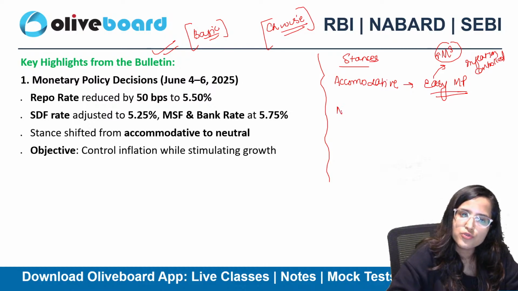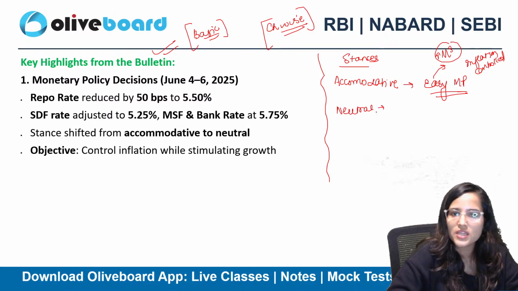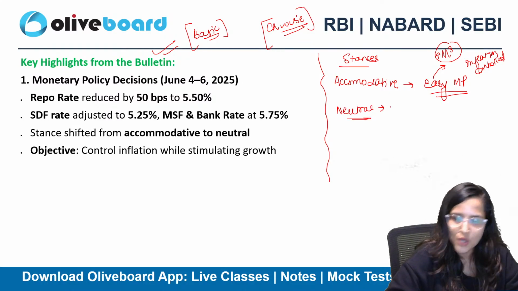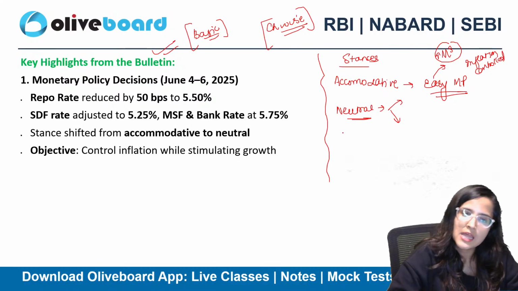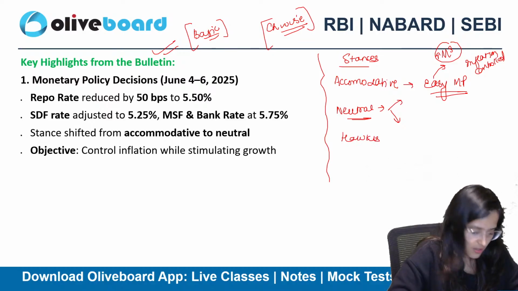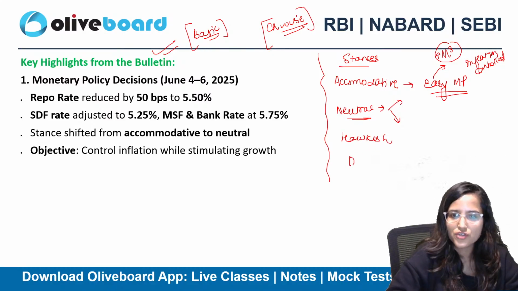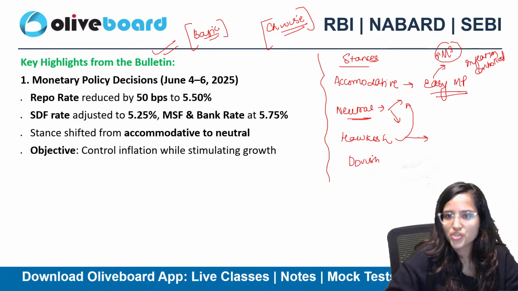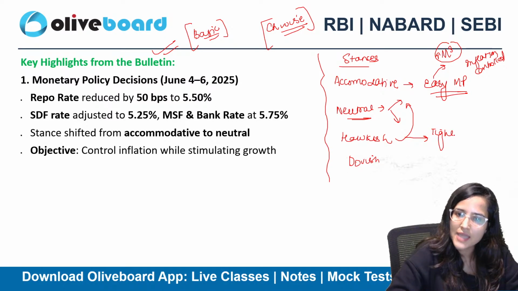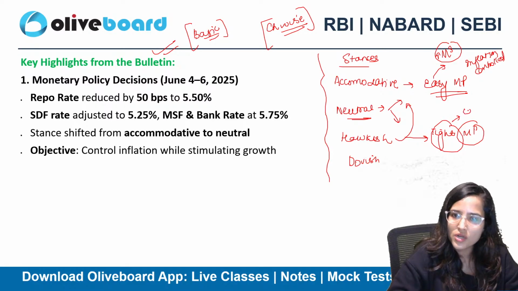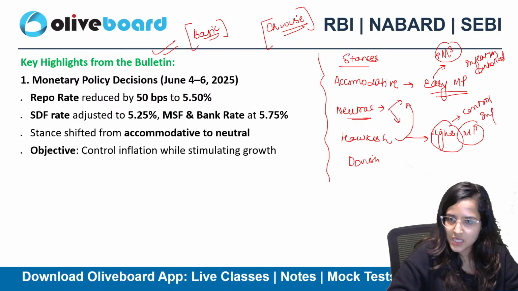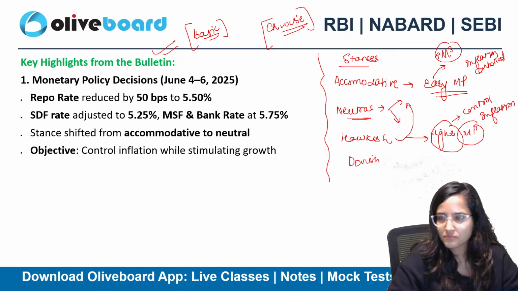Then we have the neutral stance, wherein we are not doing anything. We are staying where we are. We are neither following an easy monetary policy nor an expansionary or contractionary monetary policy. Then there is the hawkish stance, and then there is the dovish stance. Hawkish is the opposite of accommodative, which means you're going to focus on tight monetary policy. You're trying to control inflation. This is our major goal.